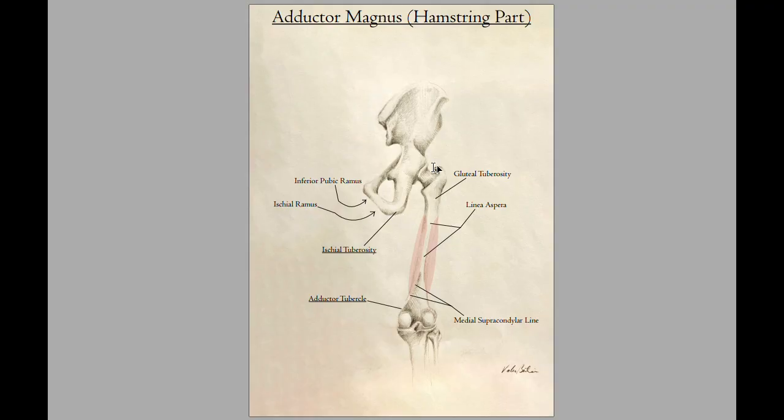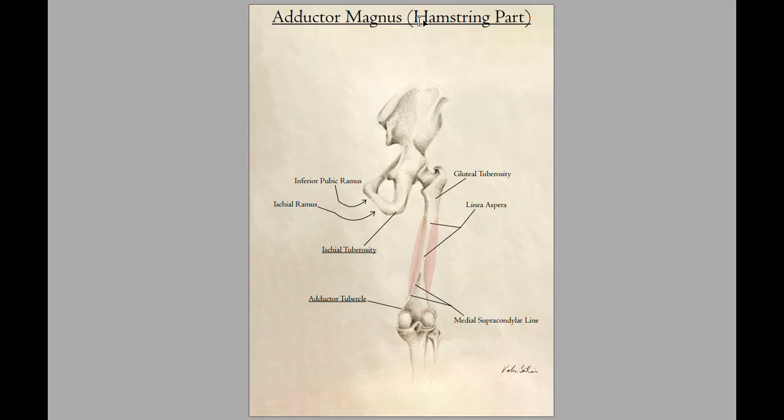Okay, so the part of the adductor magnus that sits in the posterior compartment of the thigh, we call the hamstring part, because it's going to act as the other hamstrings do, specifically by causing extension at the hip. Okay, some of the other hamstrings can also do flexion at the knee, but not all of them. Adductor magnus is one of them that will not do that. Adductor magnus does not cross the knee joint. Okay, does not cross the knee joint.